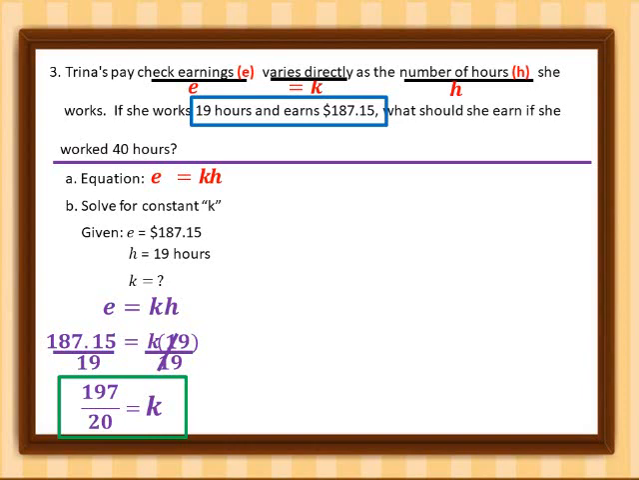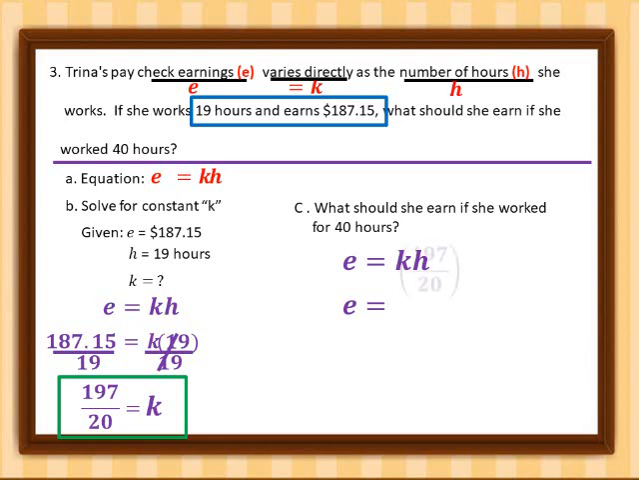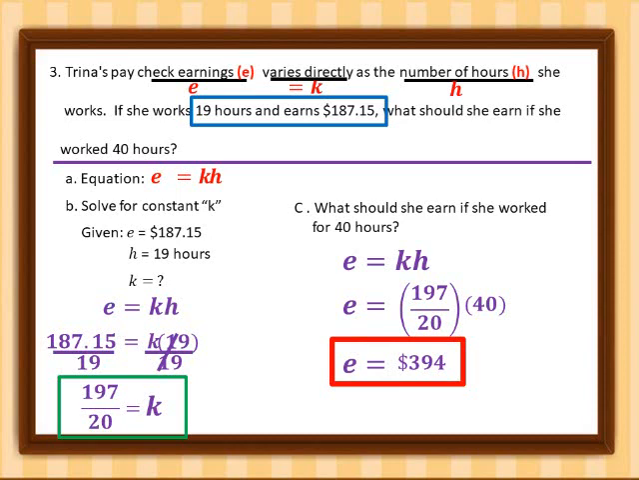Now letter C. What should she earn if she worked for 40 hours? Again, our equation is E is equal to K times H. So we are going to substitute. We are solving for how much she is going to earn. Our K is 197 over 20, and the number of hours this time is 40. So we multiply 197 over 20 times 40, that would give us $394 for working for 40 hours.